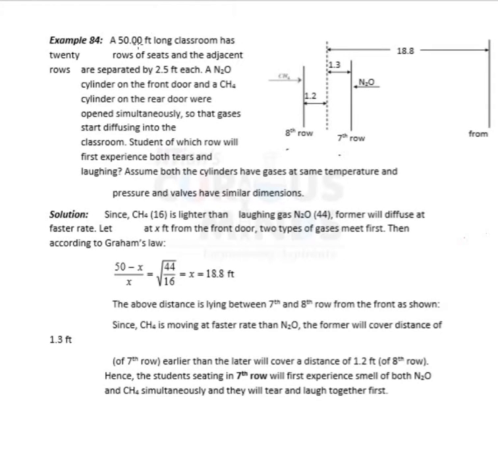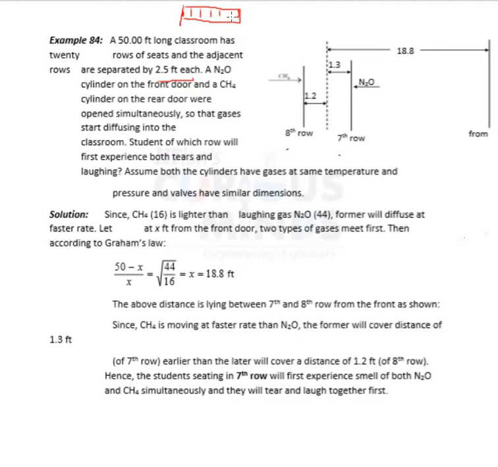So 50 feet, 50.00, 50 feet, I don't know why it was given like that. So a 50 feet long classroom has 20 rows of seats and the adjacent rows are separated by 2.5 feet each. Simple, right? And the 50 feet, so suppose this is 50 feet. So here will be the first row, here will be the last row. And in between there will be 48 rows. So there will be a difference of 2.5, right? So yes, that's the part.